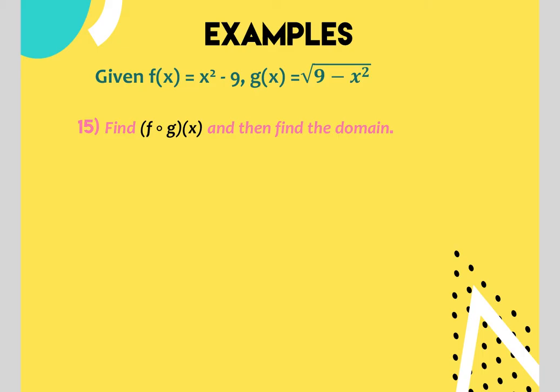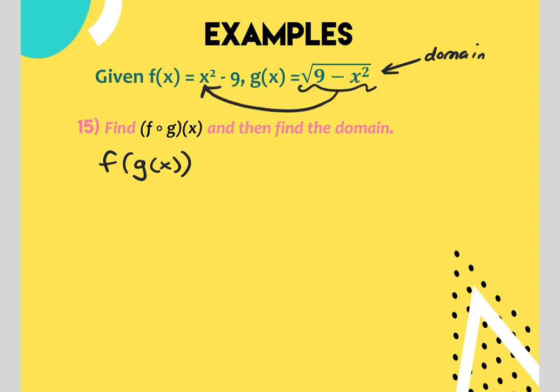So it will look like this. It says find f of g of x and then find the domain. So if it's f of g of x, which one am I plugging into the other? Good. I'm going to plug g into f, which means I have to make sure at the end I check the domain of the g of x. That's my added restriction. So I'm going to take the g of x and I'm going to plug it into the f of x.